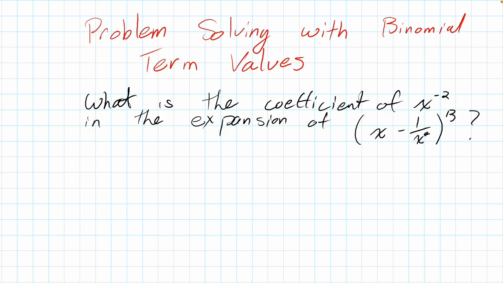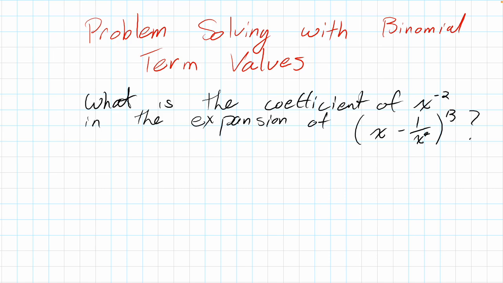Okay, so we got a unique question. It's kind of a problem-solving question. It's asking, what is the coefficient of x to the power of negative 2 in the expansion of this binomial? We solved it by some guess and check. We went through the full expansion to solve it. But is there a more optimal way that we potentially can do this?